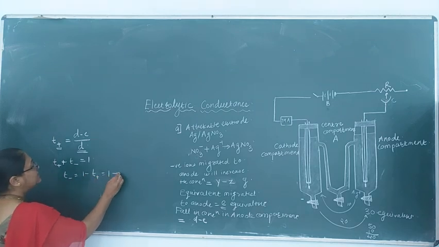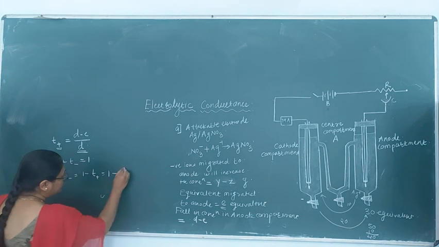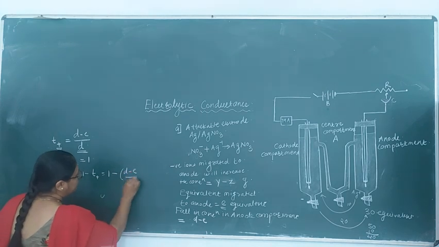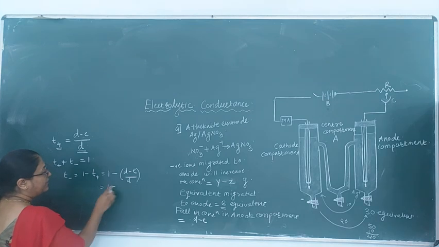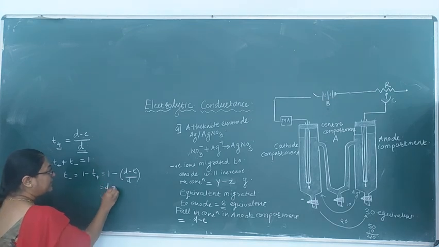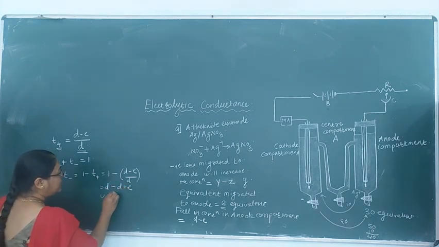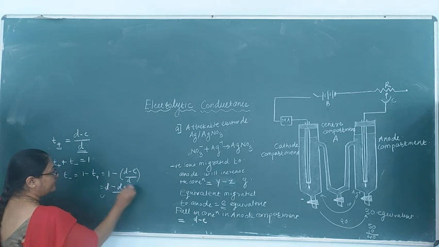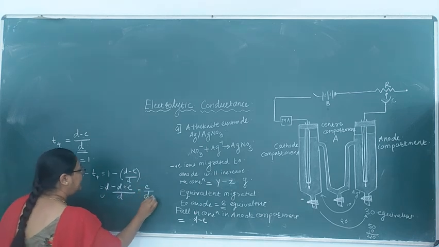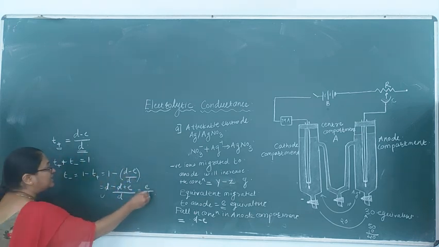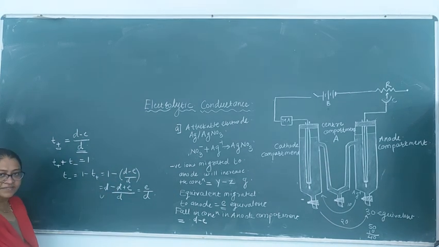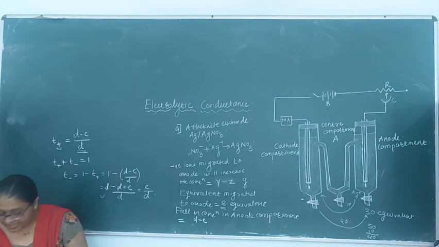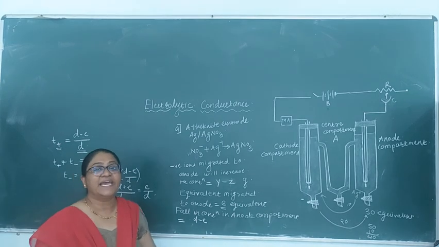Therefore 1 minus (D minus E) divided by D. So this is 1 minus, multiplied with this D here, (D minus D plus E) divided by D. So this is E divided by D. So these are the transport numbers T plus and T minus. Alright. Now this was for the attackable electrode.